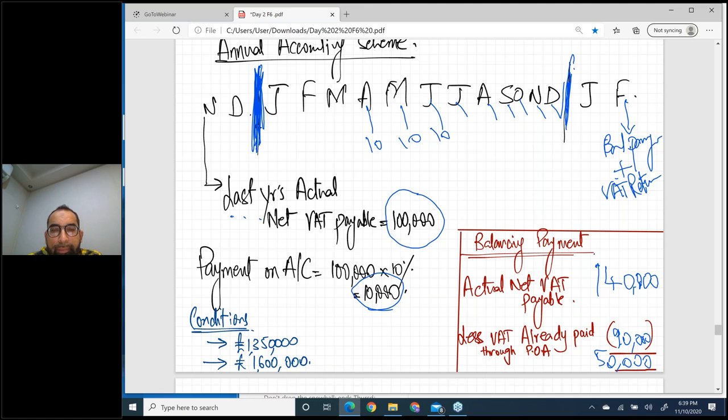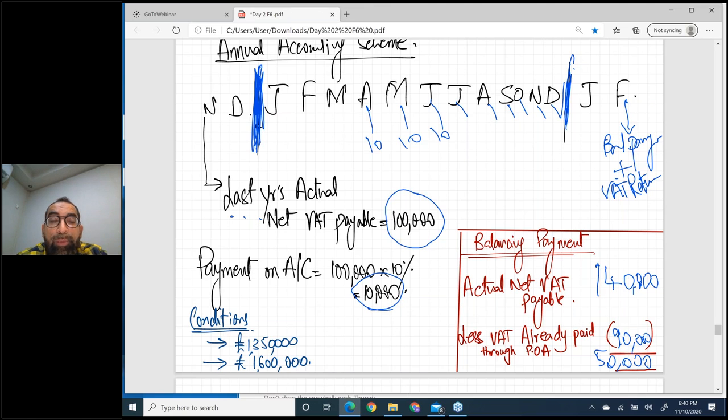One more thing: you must meet the conditions. Don't forget these numbers. If you want to enter this scheme, first of all your old dues and everything must be up to date, you are a cleared person. Number two, on the day you enter, your expected taxable turnover for the next 12 months must be less than 1.35 million. This 1.35 million is the next 12 months expected turnover.